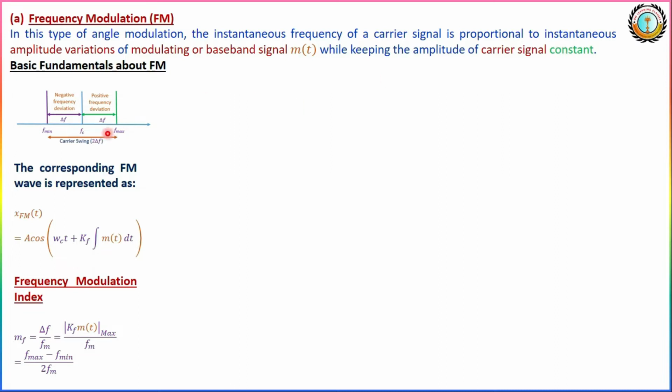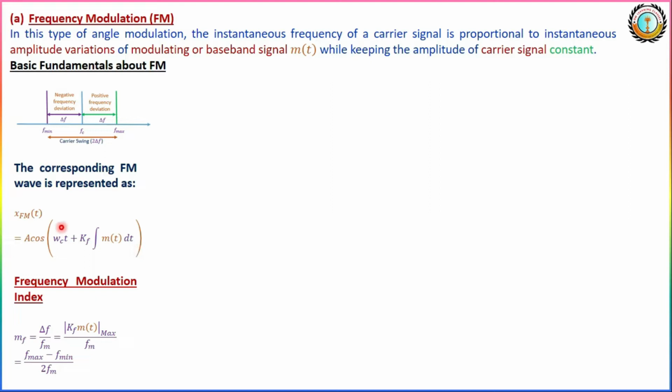We also know that this is our carrier frequency, and we have the positive frequency deviation as well as the negative frequency deviation. With these we have F maximum and F minimum, and F maximum minus F minimum is equal to 2 delta F, which is also known as carrier swing. We also know that the basic FM equation is A cos(omega c t plus kf integration of m(t) dt).